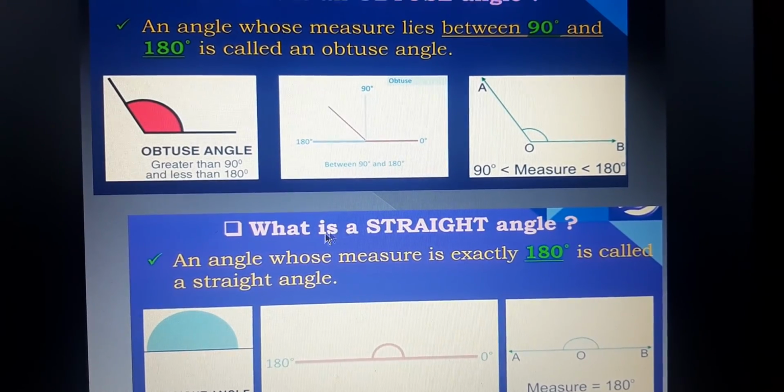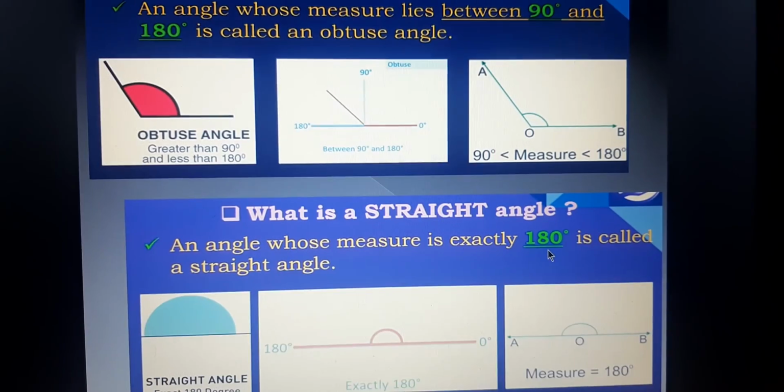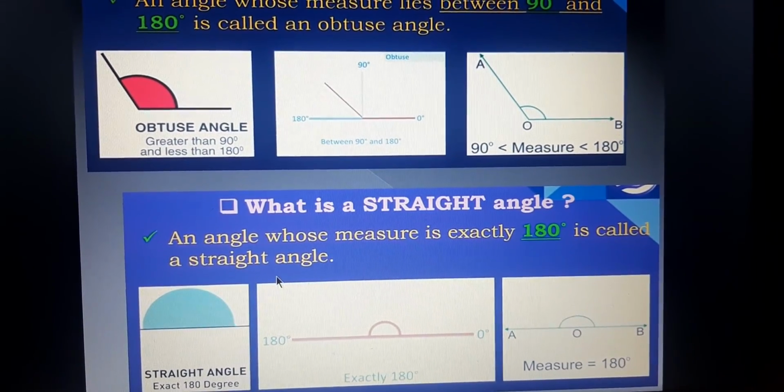What is the straight angle? Next one, an angle whose measure is exactly 180 degrees is called a straight angle.